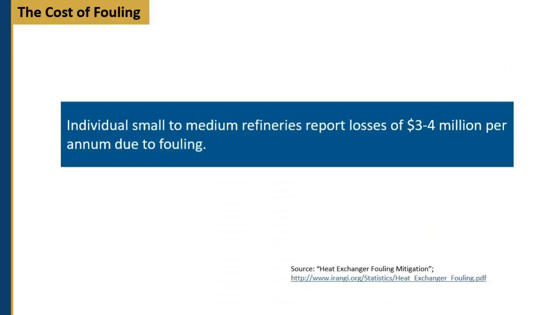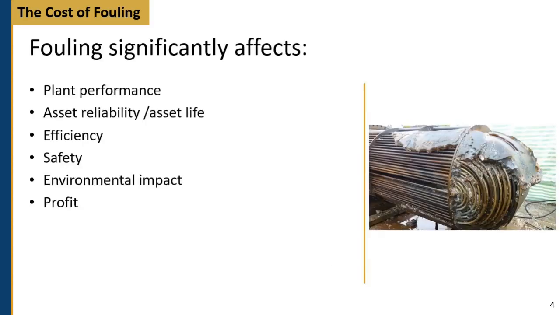The cost of fouling. Individual small to medium refineries report losses of $3 to $4 million per year due to fouling. It is a fact that fired heaters consume 50 to 70% of all energy on the site. Data from Europe and the US suggests just 2% inefficiency in this area can cost $750,000 to $1.2 million more in fuel burn per year. Fouling significantly affects plant performance, asset reliability, asset life, efficiency, safety, environmental impact, and the profit for your company. I'm now going to hand you over to Adam. He's going to take you through the rest of this presentation on the Mark 6 rover.